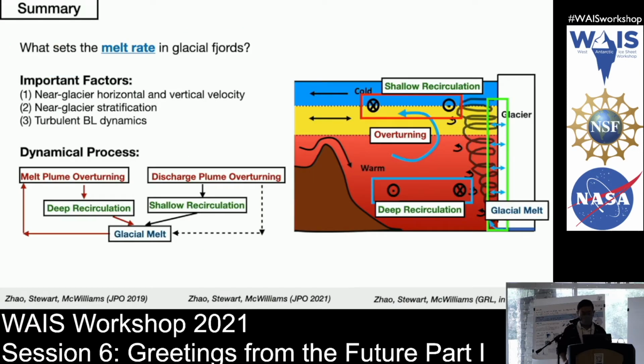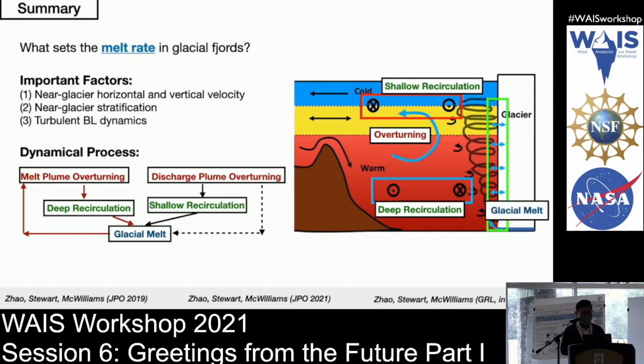So basically, in summary, the dynamical process that I want to highlight here is that a melt plume can drive deep recirculation, which influences the horizontal velocity of the ocean right up near the glacial face. This drives melt, and further, this melt can lead to additional plume-driven overturning from the melt.